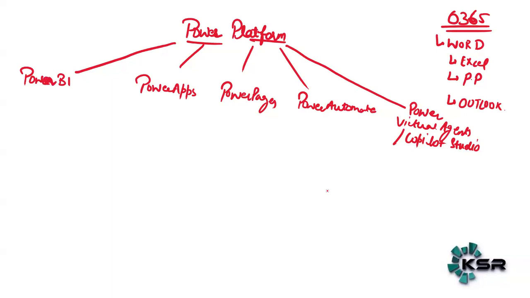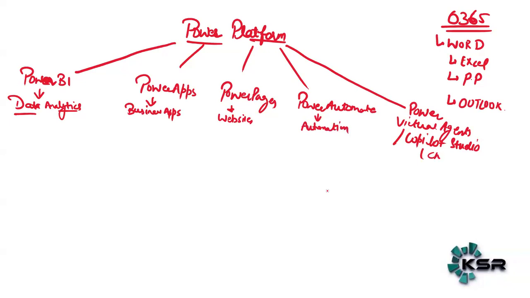Okay. So Power BI, you must be knowing already, right? Yeah. Okay. What business problem does Power BI solve? Mostly data analytics, creating dashboards, or data visualizations, right? Correct. So with Power Apps, you will be able to create business applications. With Power Pages, you will be able to create websites. With Power Automate, you will be able to create automations. And with Copilot Studio, you will be able to create chatbots.